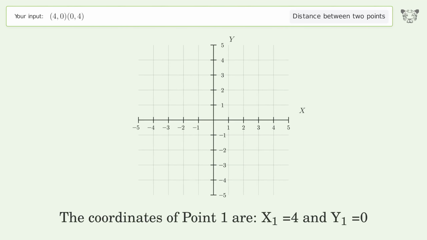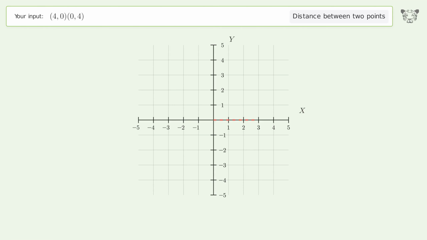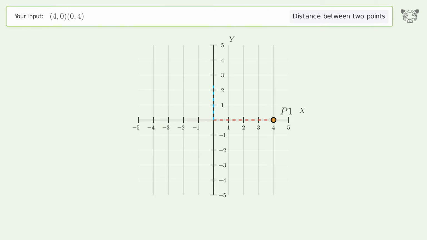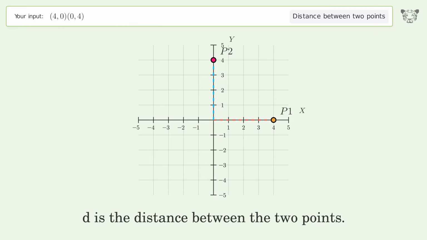The coordinates of point 1 are x1 equals 4 and y1 equals 0. The coordinates of point 2 are x2 equals 0 and y2 equals 4. D is the distance between the 2 points.